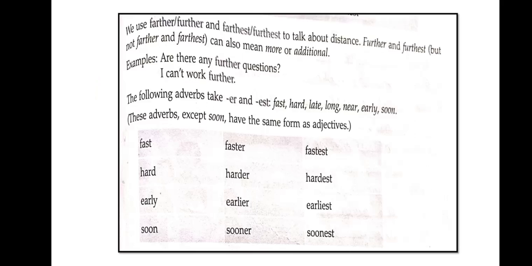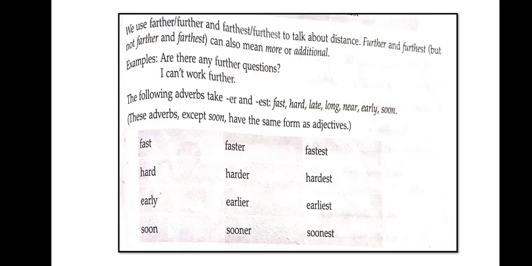Now see the next one. We use farther or further and farthest or furthest to talk about distance. Further and furthest, but not farther and farthest, can also mean more or additional. For example, are there any further questions? Or, I can't work further. This way you can understand these sentences.